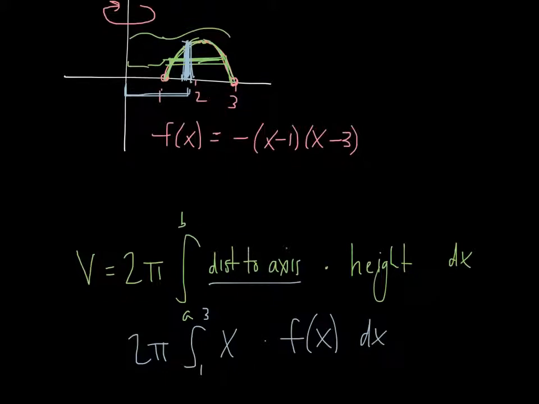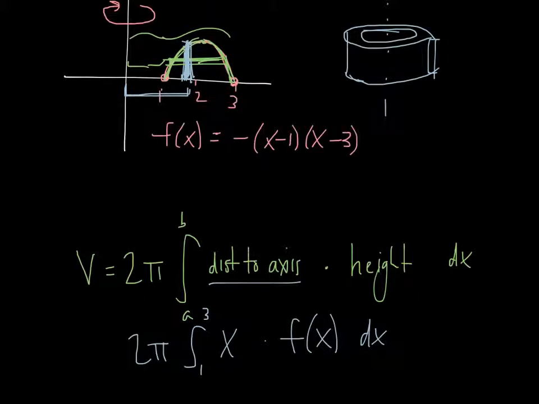It's pretty straightforward. The distance to the axis can get a little tricky, but other than that, this is how you can rotate around the y-axis without changing your variables into y's. Now, what it's essentially doing is taking this rectangle and rotating it around an axis. And it's basically creating a layer of toilet paper, so to speak.